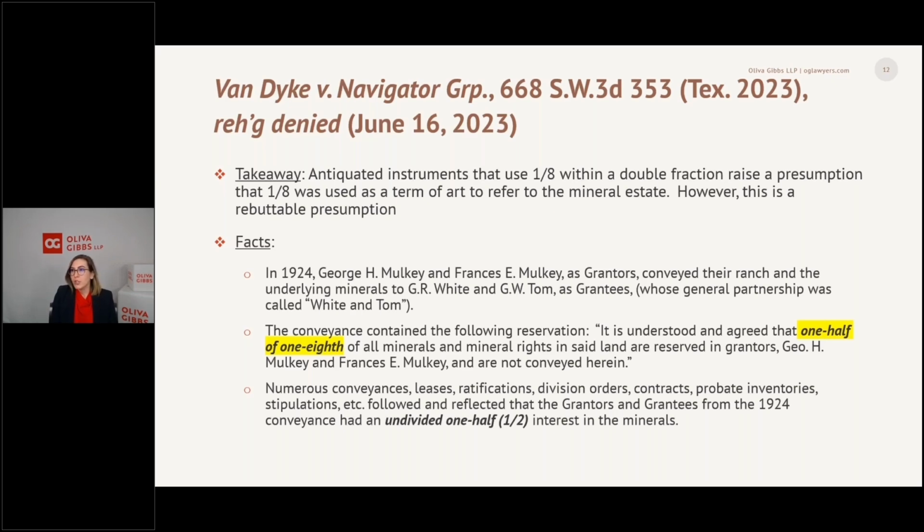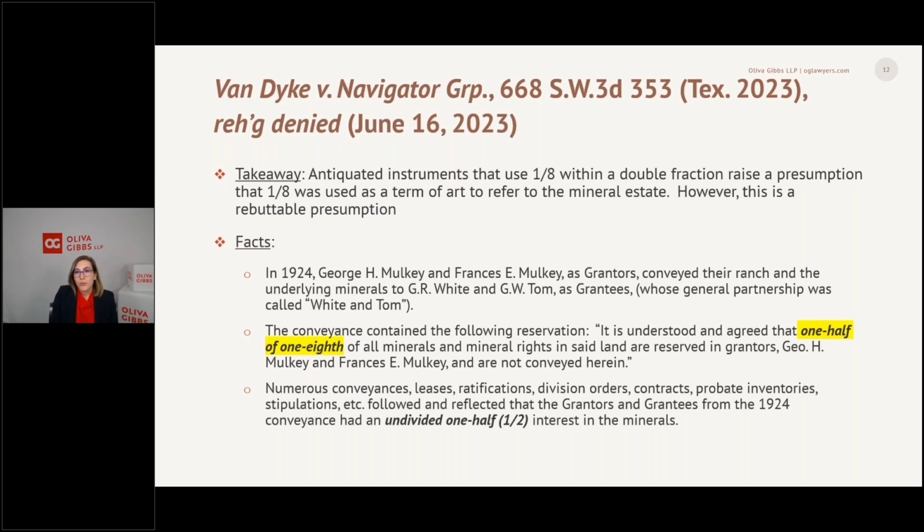So without further ado, Van Dyke versus Navigator Group. The takeaway here is that antiquated instruments that use 1/8 within a double fraction raise a presumption that 1/8 was used as a term of art to refer to the mineral estate. However, this is a rebuttable presumption. The facts of Van Dyke are as follows.